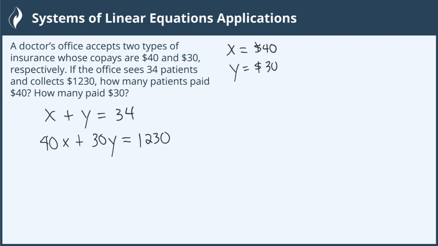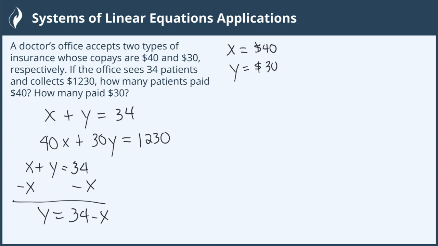So now I have these two equations and two variables. I'm going to use the first equation, X plus Y equals 34, and solve for Y. That means I'm going to subtract X from both sides, so Y equals 34 minus X.